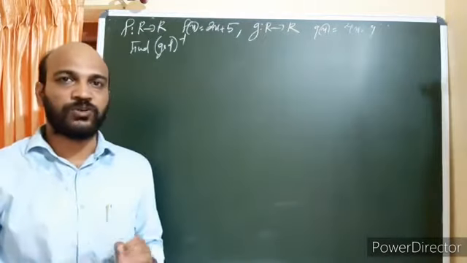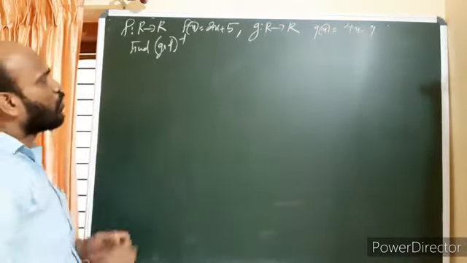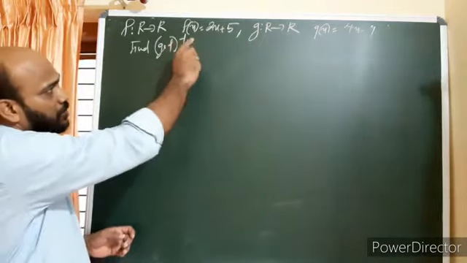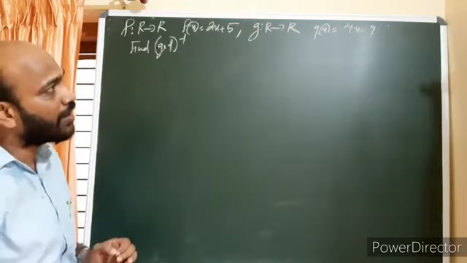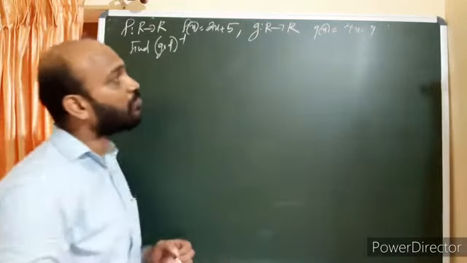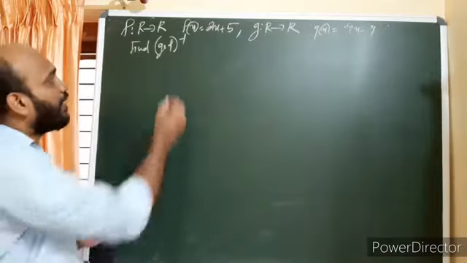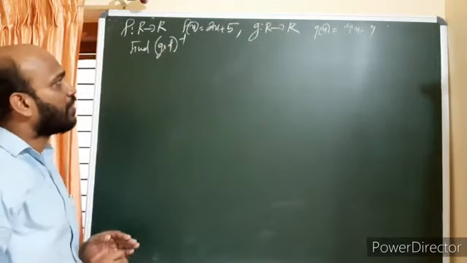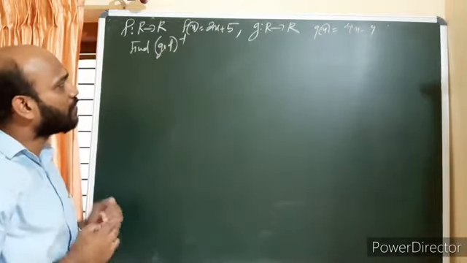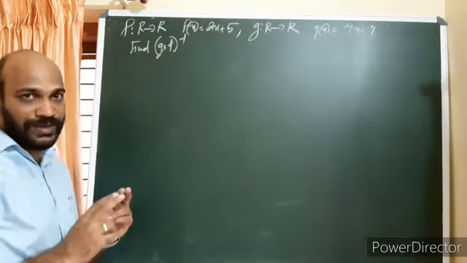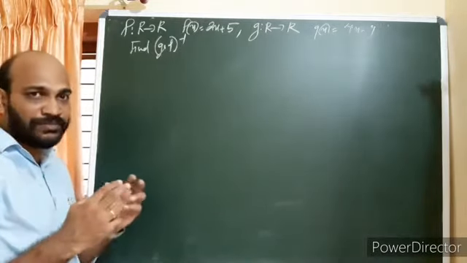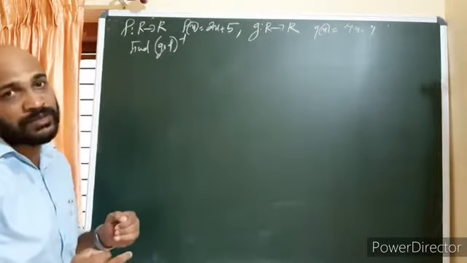Now we can do one more question. Let f from R to R defined as f of x equal to x plus 5 and g from R to R defined as g of x equal to 4x minus 9. Find g of f whole inverse. In order to find g of f whole inverse, we can use two methods. One is the direct method, finding the inverse of the function, or by using that formula.